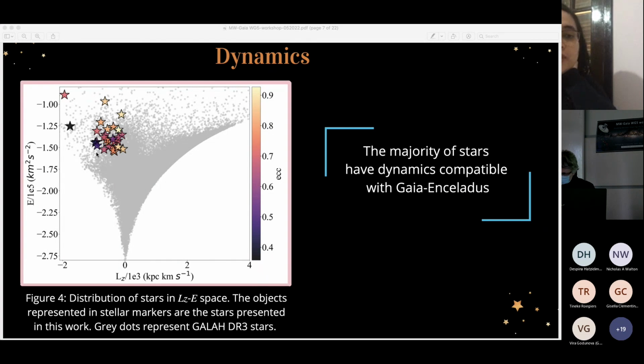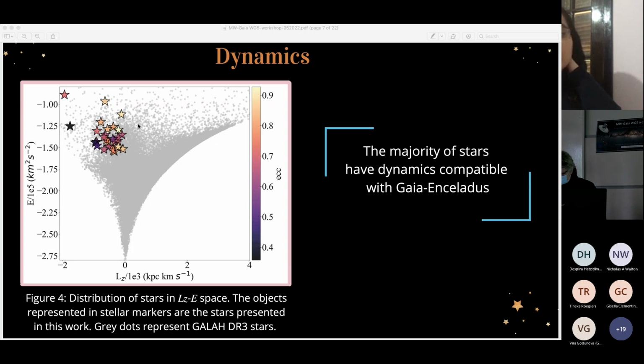And what we observed is that the majority of our stars here are concentrated in a region that is usually attributed in the literature to Gaia-Enceladus stars. So Gaia-Enceladus was already mentioned in the previous talk, but very quickly, Gaia-Enceladus is one of the building blocks of the Milky Way, and likely the last major merger that the Milky Way experienced in the past was with Gaia-Enceladus. And in our case, the majority of stars have energy and angular momentum compatible with other Gaia-Enceladus stars.